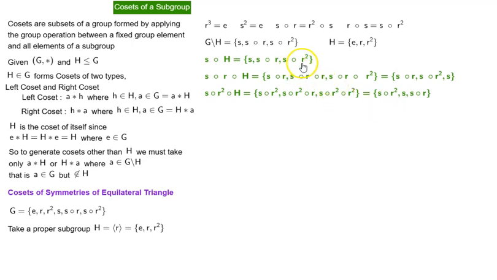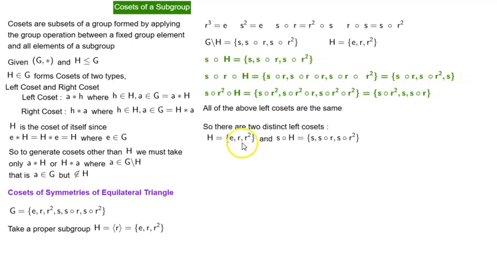And finally, S times R square is S times R to the power of 4, which means S times R, because R to the power of 4 is R itself. Okay, so all of the above left cosets are the same. So here also we have S times R and S times R square. Here also the same, and here also the same. So there are two distinct left cosets.